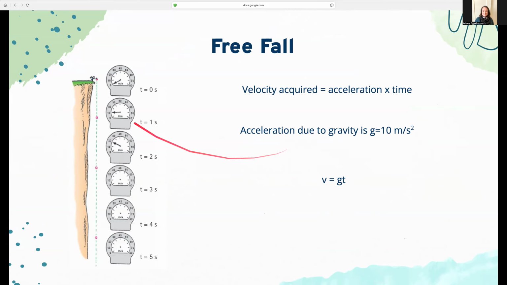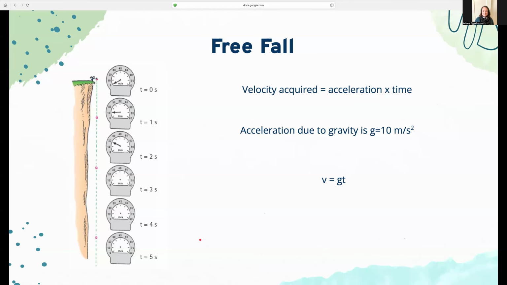So here we have a tiny person dropping a ball off of a cliff, and we have speedometers here showing how fast the ball is, well, for these first three, it's showing how fast the ball is moving. These ones are blank. And then we have the time that the ball has been falling in each of the cases.